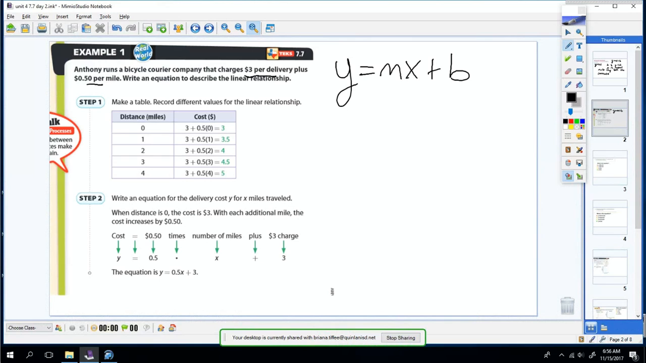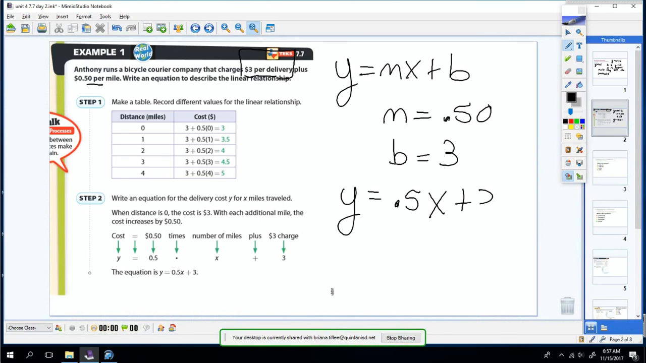In this situation, m, my constant, is 50 cents per mile. In this situation, b is $3. The reason why b is $3 is because this is just a one-time fee. This 50 cents is for every single mile. So my equation would come out to y is equal to 0.5 times x plus 3. That's it.